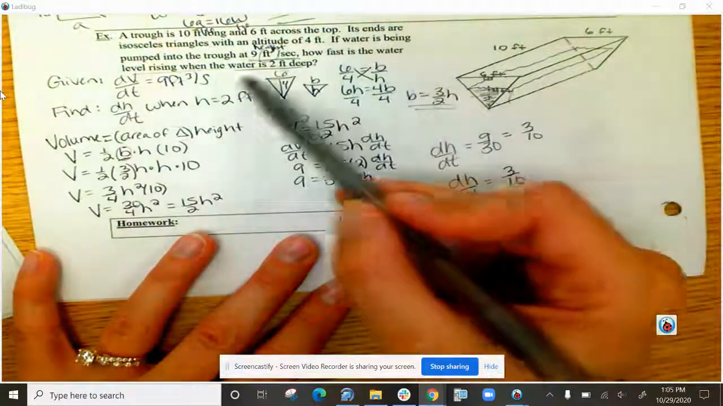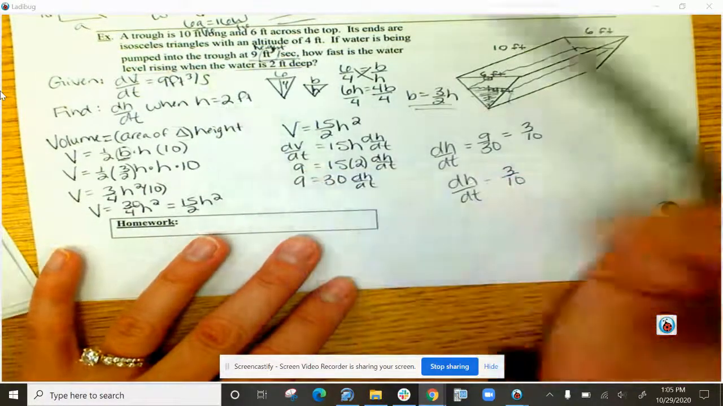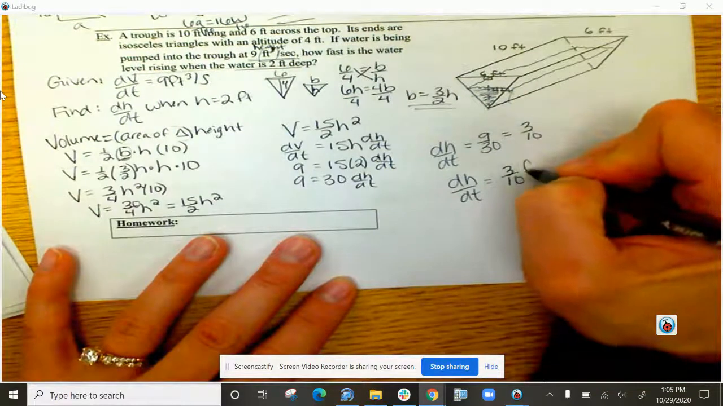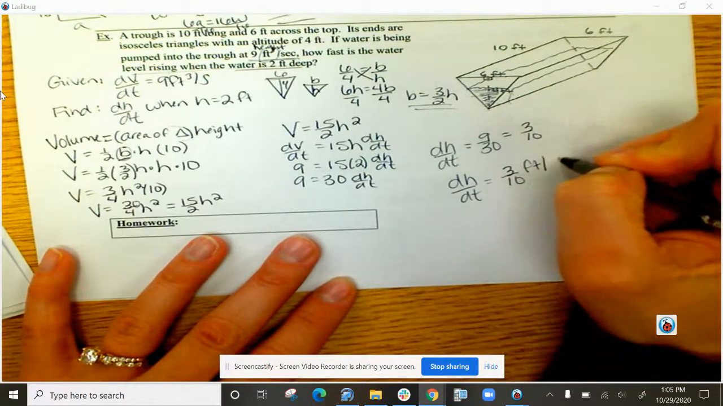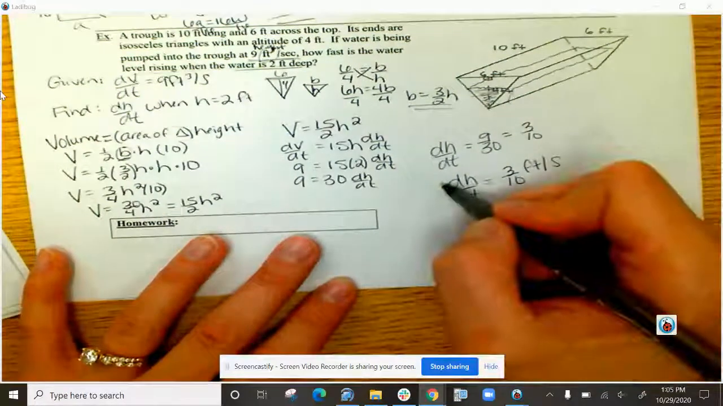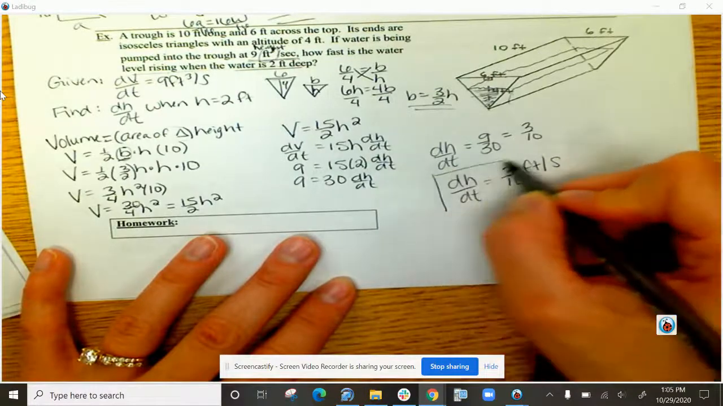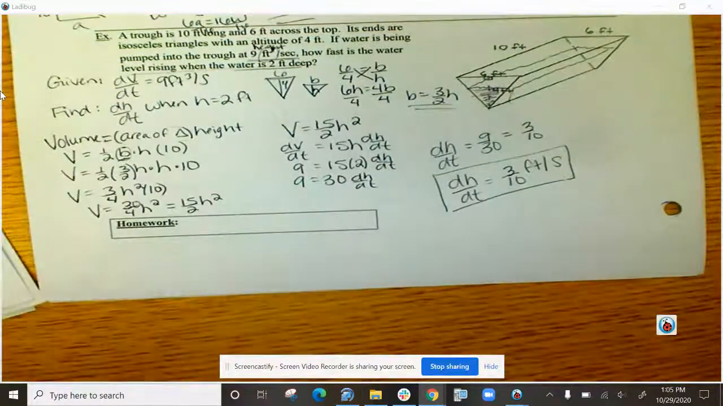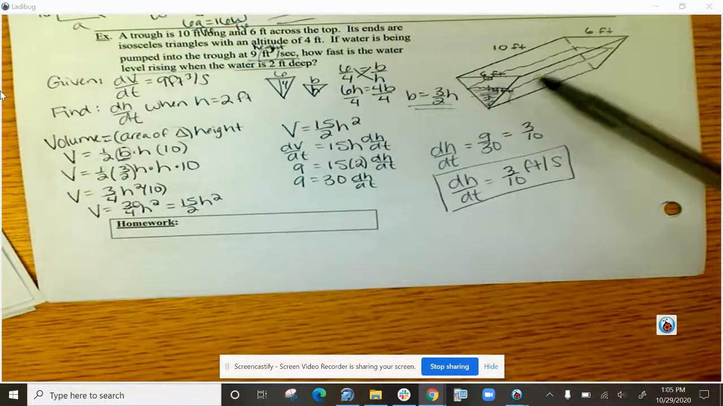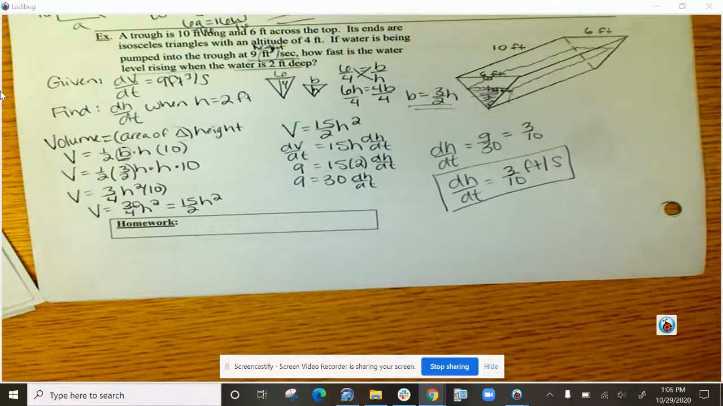This was how fast is the water level rising? The water level is just the height, so this is just feet. And then my units were per second. So that is my solution for that last one. This picture seems a little more confusing than it actually is. This one probably was the more simple of all three of these examples.